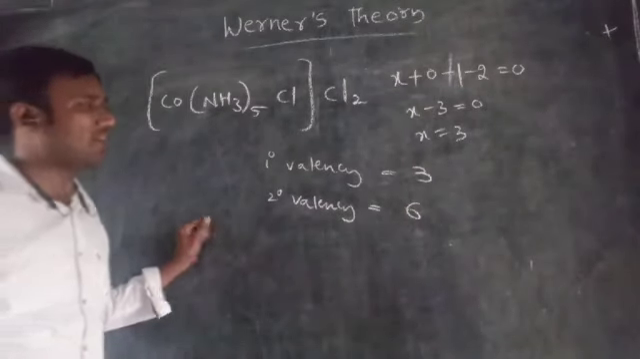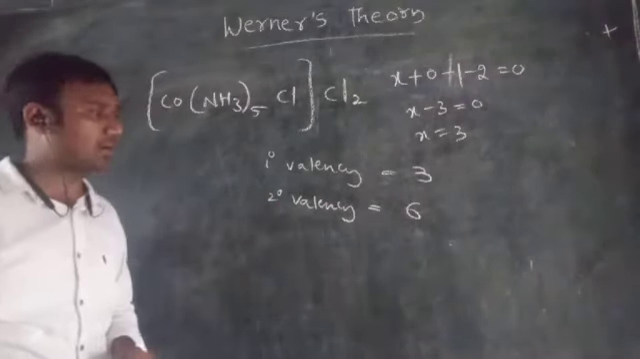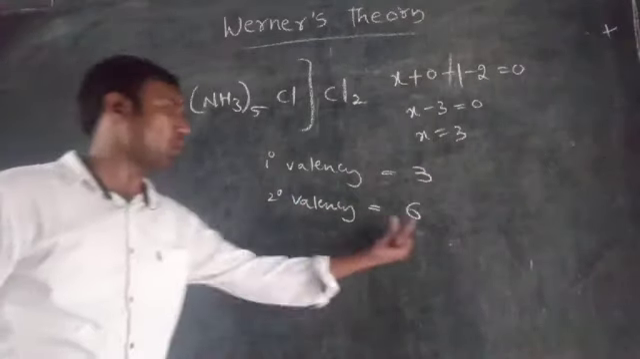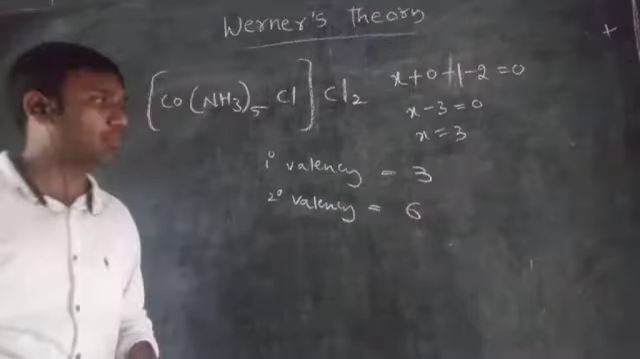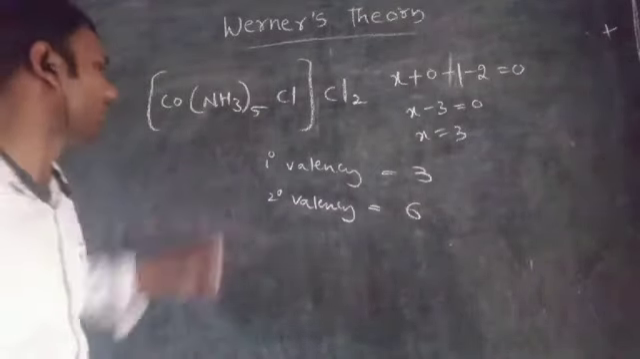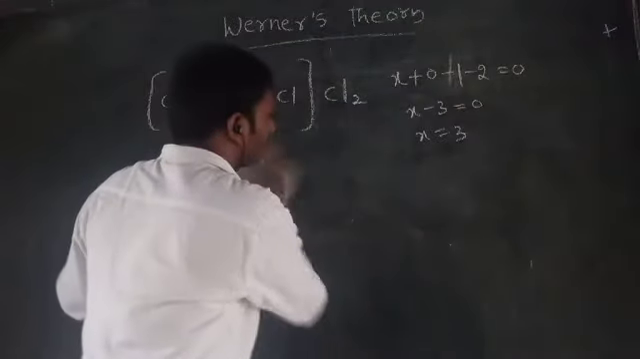Right? So now primary valency is satisfied by the charge on the central metal atom. Secondary valency is satisfied by the coordination number of the central metal atom. So both primary valency and secondary valency we identified here. Now we have to draw the structure of this molecule. Right? So how do we have to draw here?